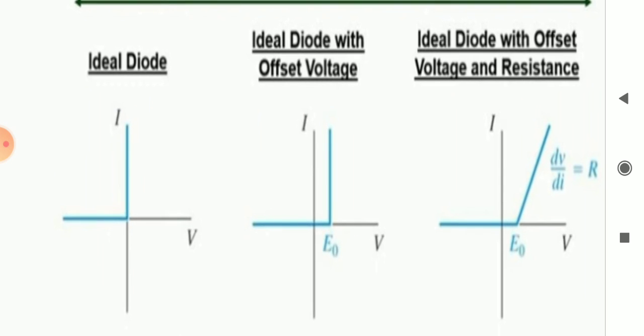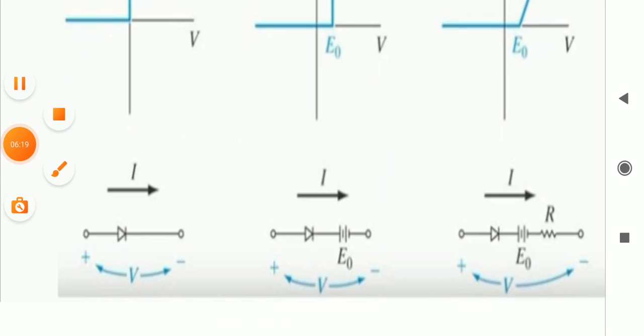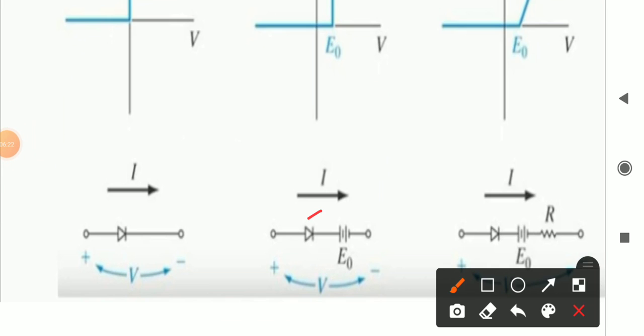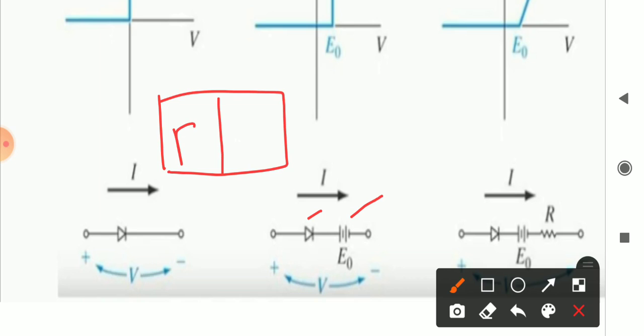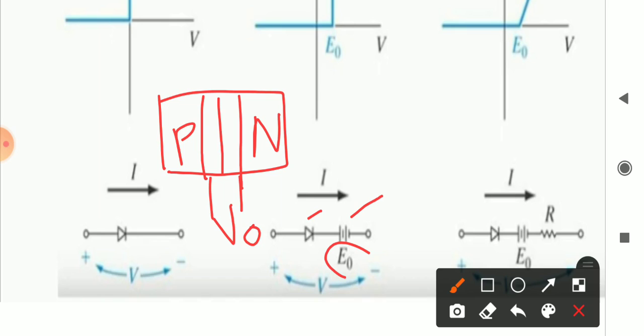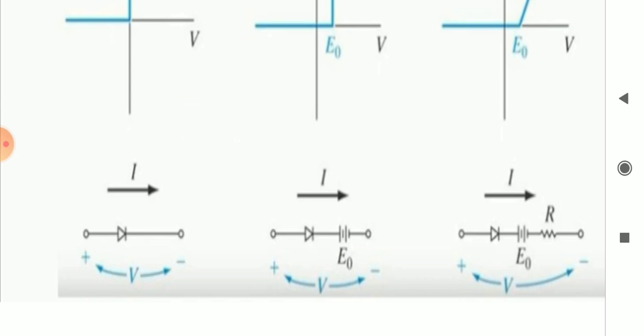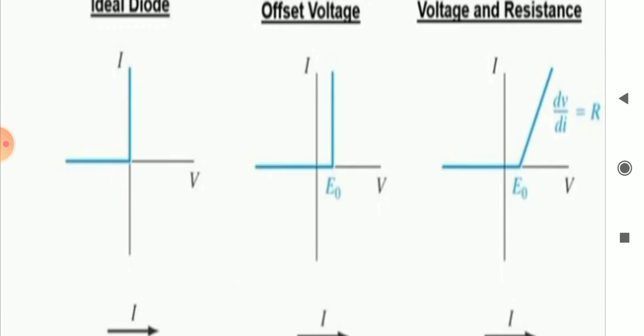Now, ideal diode with offset voltage. So this is the diode symbol, and along with that the offset voltage is represented over here. This offset voltage is nothing but the junction potential. If this is a P and this is an N layer, a depletion layer will be generated. So that potential, in the previous case we represented it as V0. Now onwards that is represented by E0. That potential we call here the offset potential. So for this condition, this is the ideal graph.